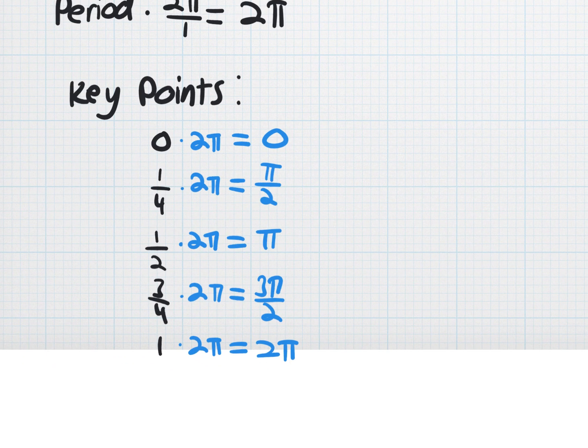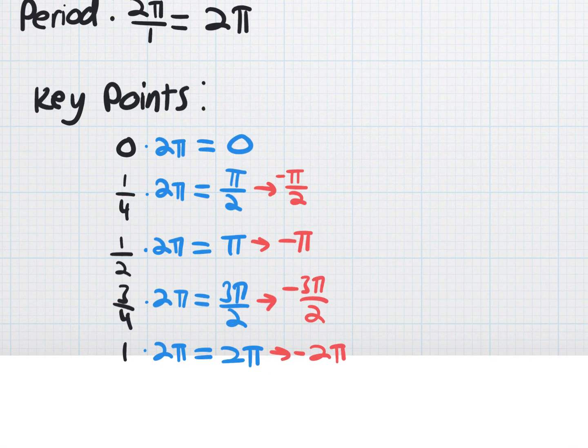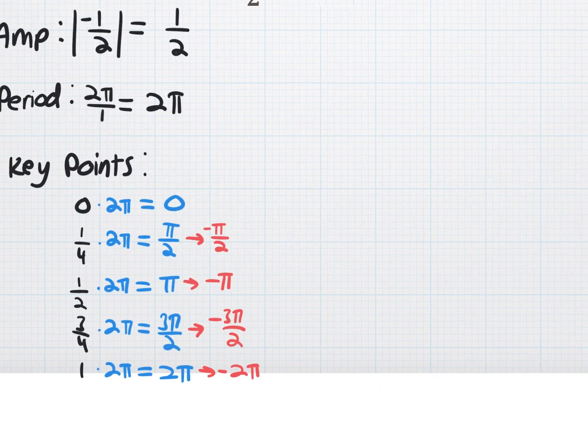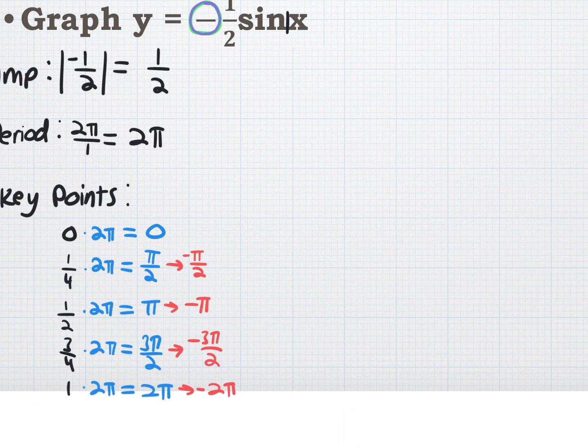Okay, we want the negative ones as well. We want to graph both sides of this function, so this is going to be negative pi over 2, negative pi, negative 3 pi over 2, and then negative 2 pi. All right, so we have a bunch of points to plot now. Let me zoom out.